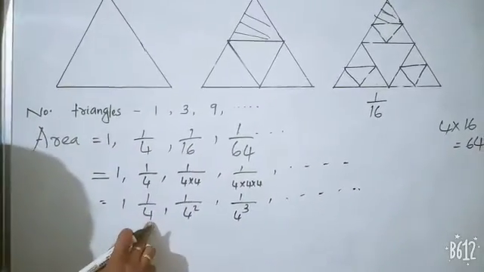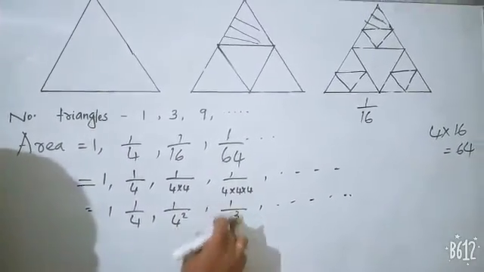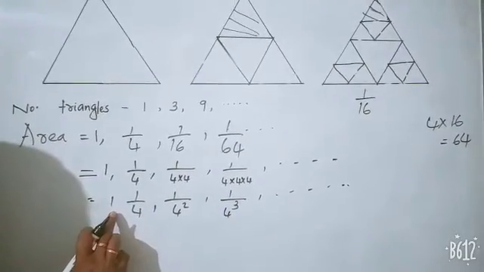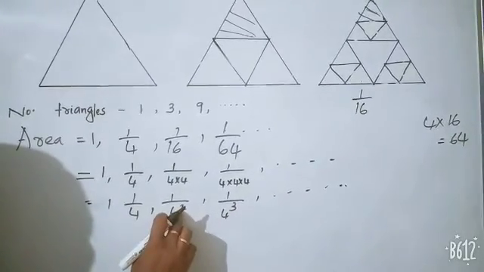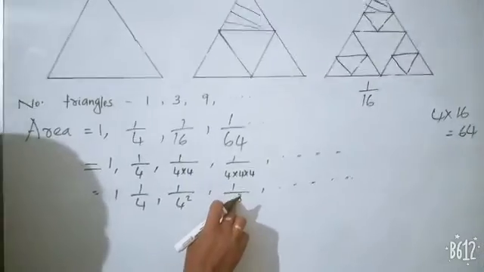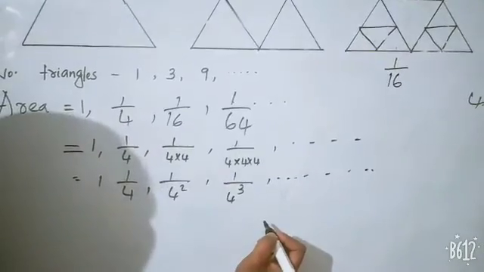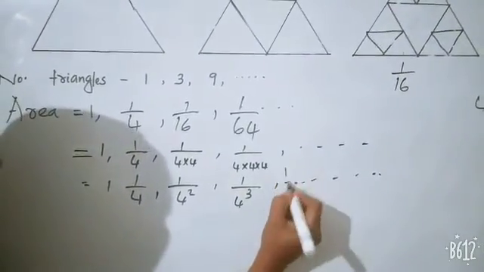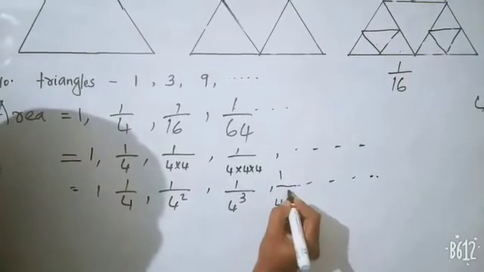First term, second term, third term, fourth term. So in the third term, here the power is 2. Fourth term, power is 3. What will be the next term? 1 by 4 raised to 4.